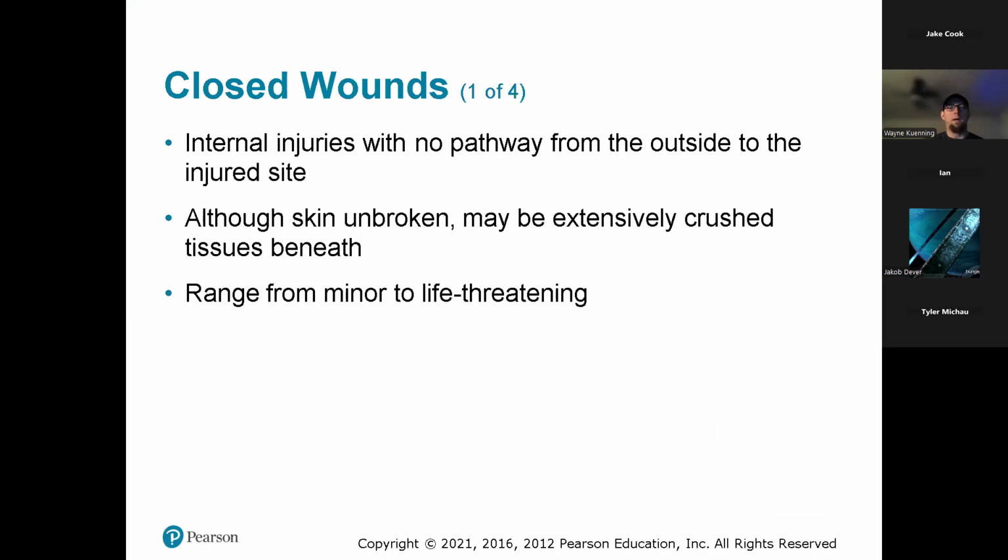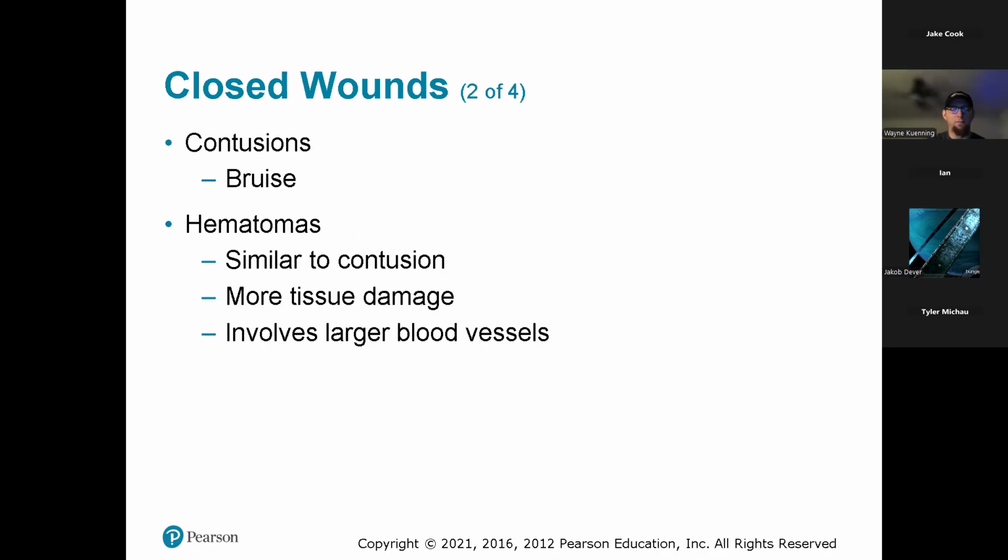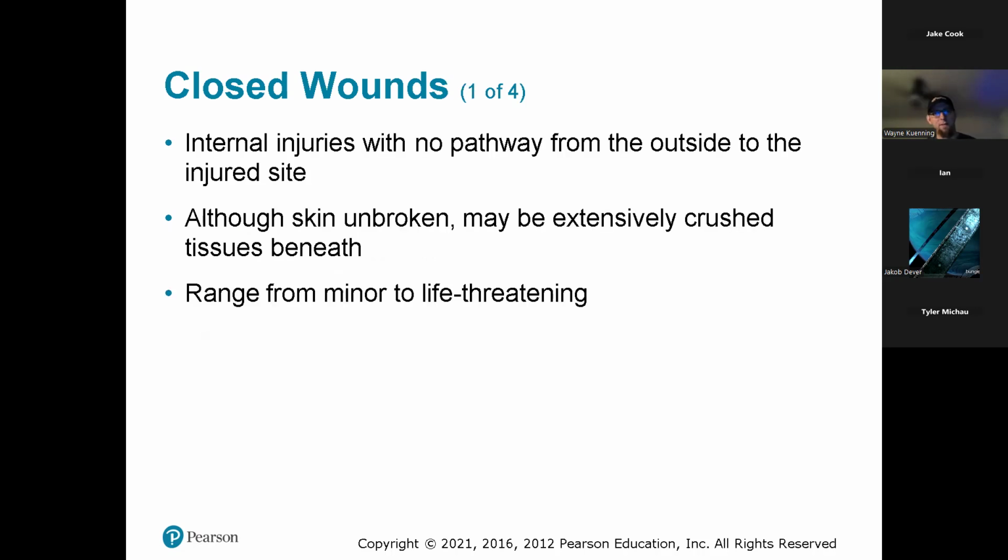Closed wounds: internal injuries with no pathway from the outside of the body to the injured site. The skin may be unbroken. You may have damaged tissue underneath. They range from "I smashed my thumb" to "I crushed my leg with a truck." You may not open the tissue when you run yourself over, but it still may be a life-threatening injury.